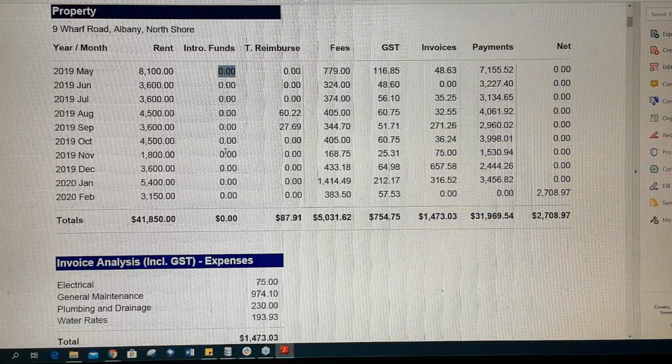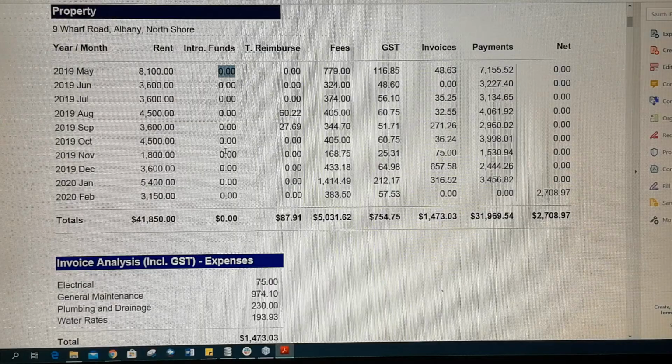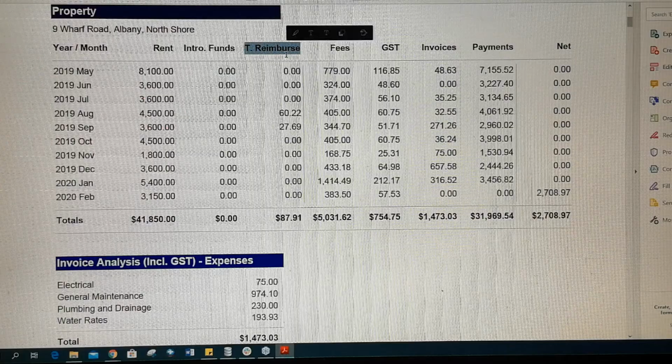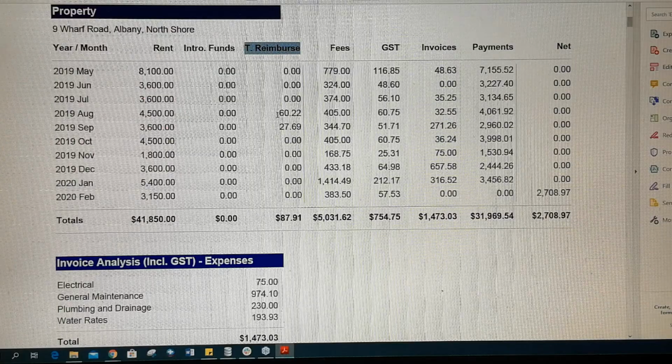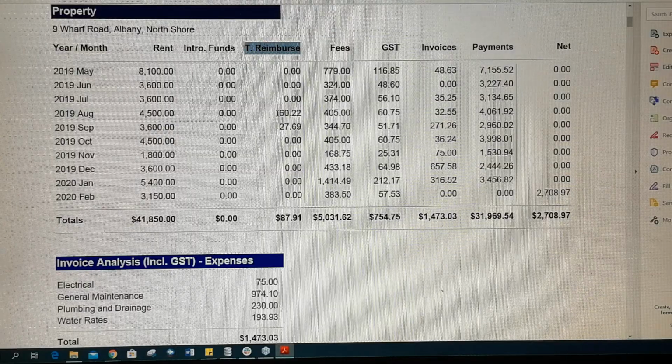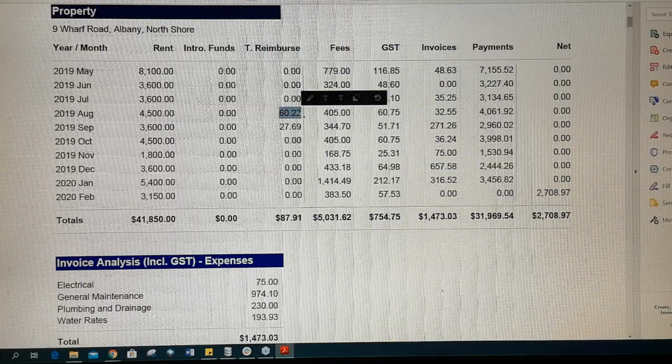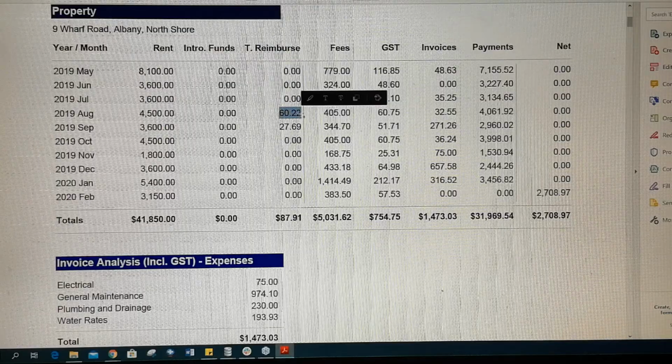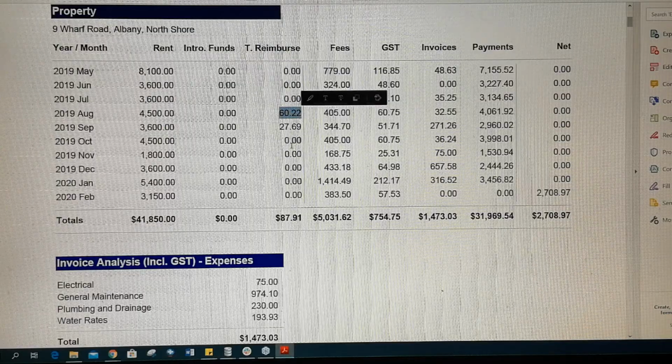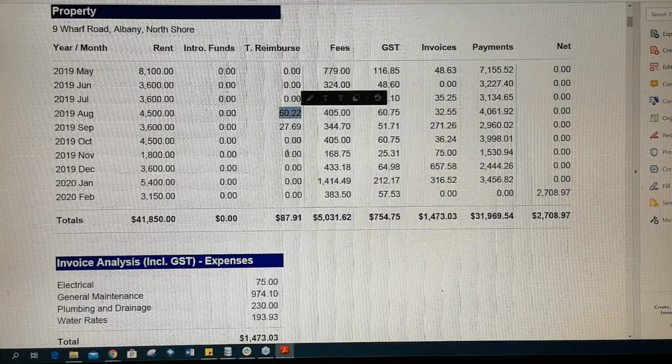So that's introduced funds. And this year, for those of you who have been with us for previous years, we have a new column, tenant reimburse. This is where we have charged the tenant for an invoice and the tenant has reimbursed us. So once the tenant's paid the invoice, it shows up in this column here.